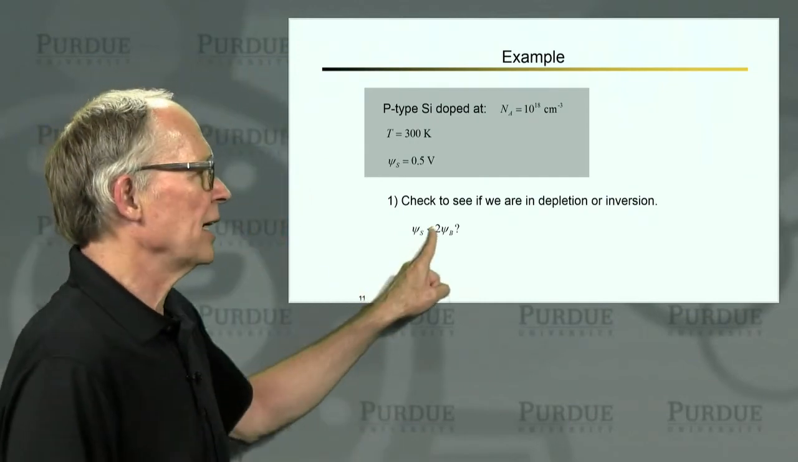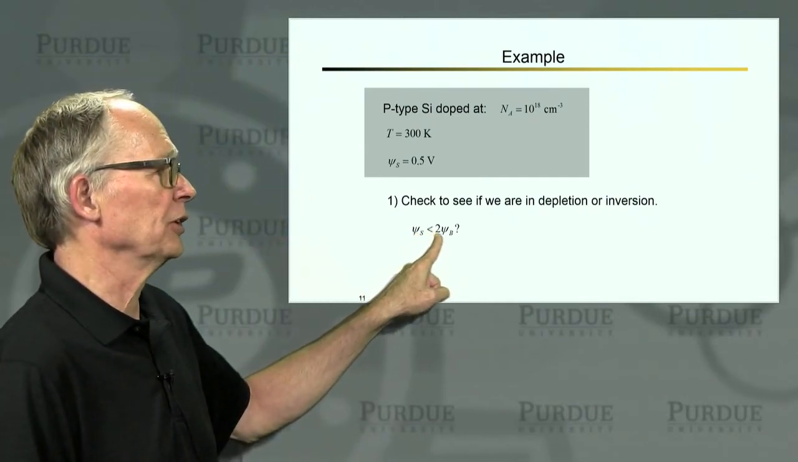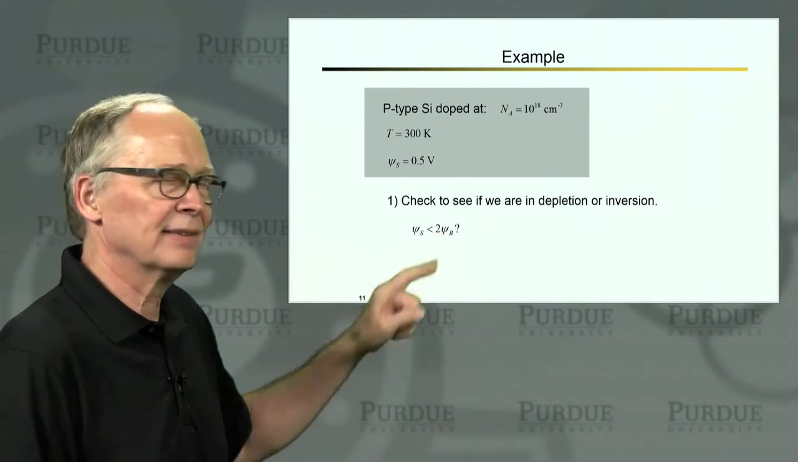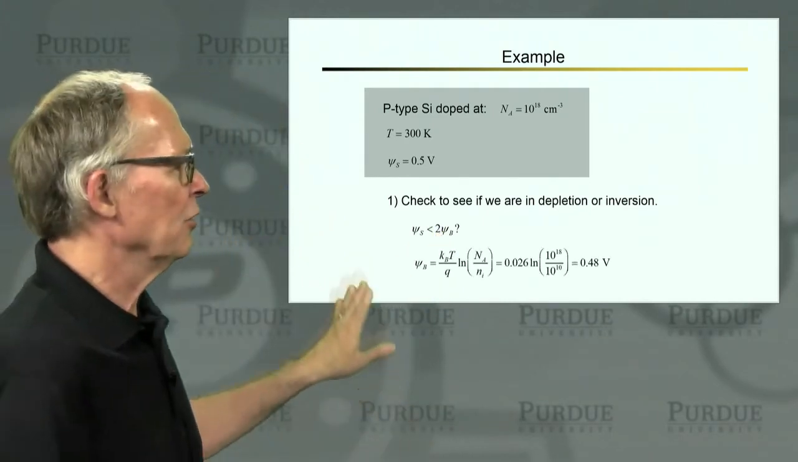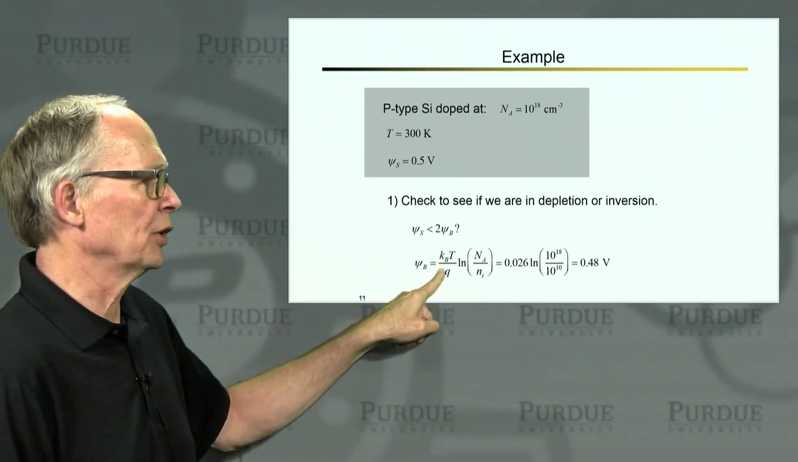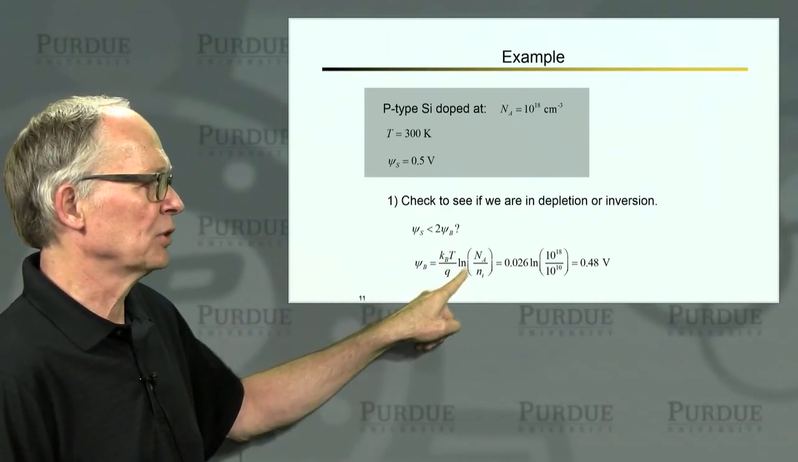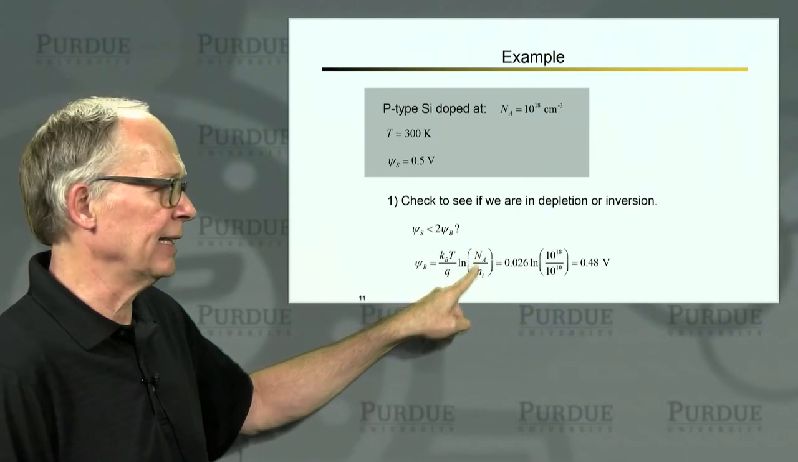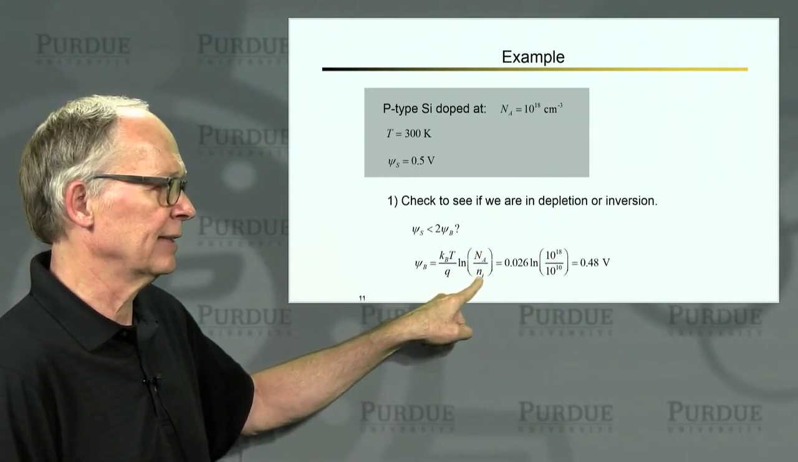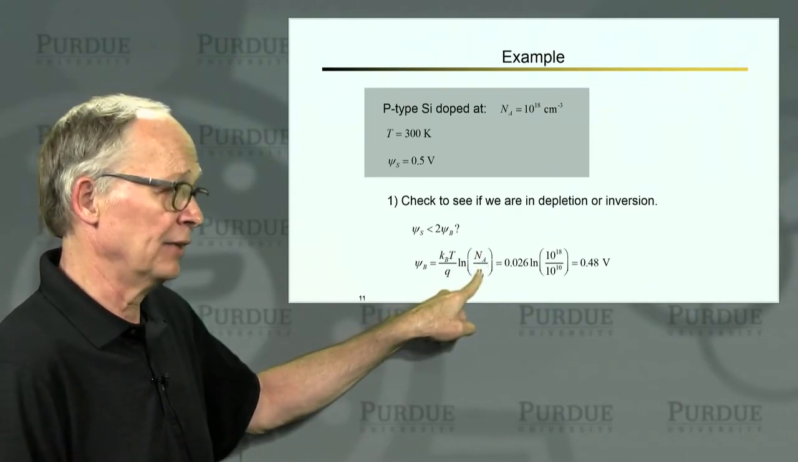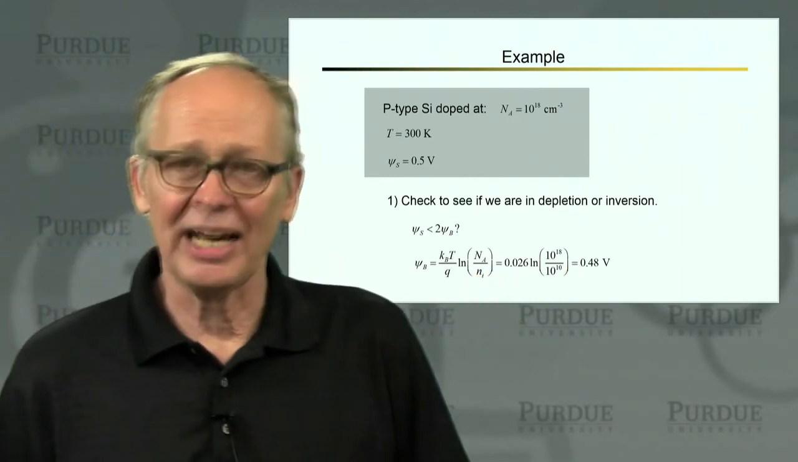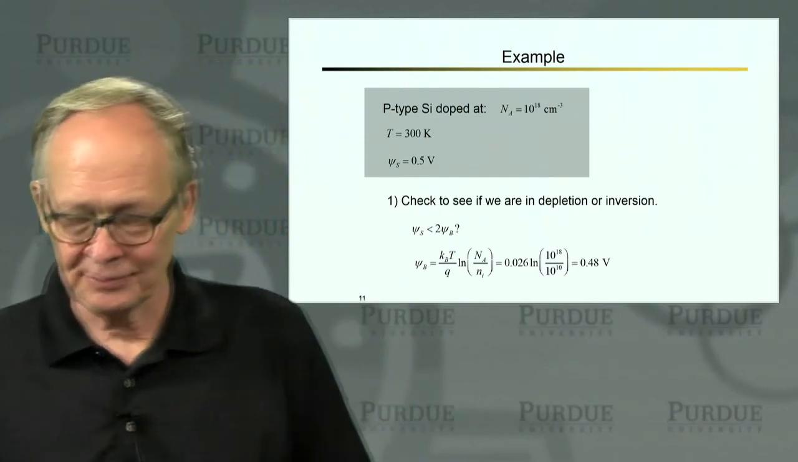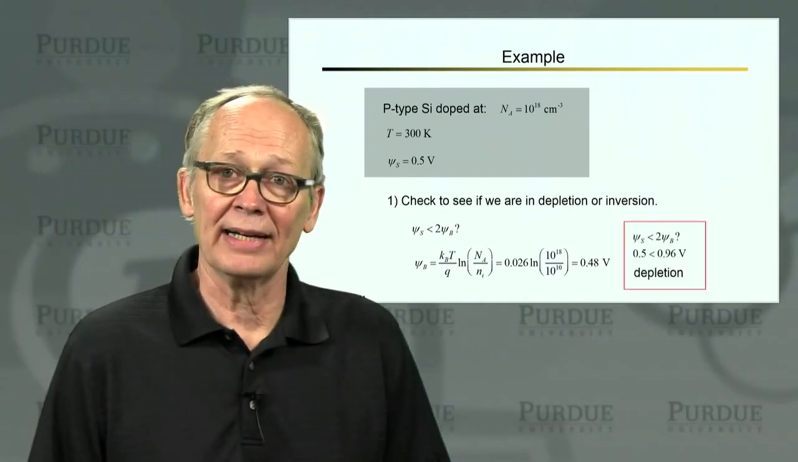So we have to check and be sure that the surface potential is positive, but is less than this critical value of 2 psi b. And you'll remember, psi b is KT over Q, 0.026, times log of the doping density 10 to the 18th over the intrinsic density 10 to the 10th per cubic centimeter. We put numbers in, and psi b is 0.48. 2 psi b is 0.96.